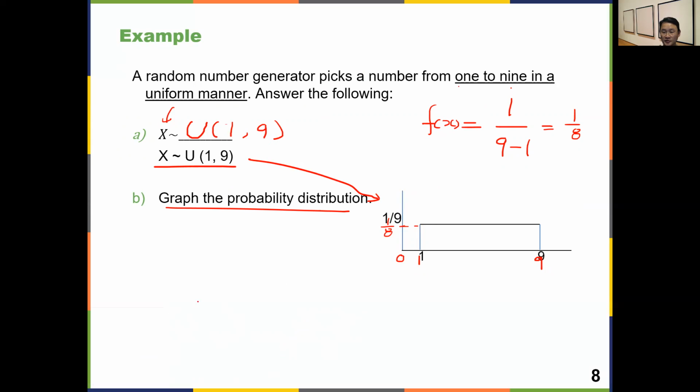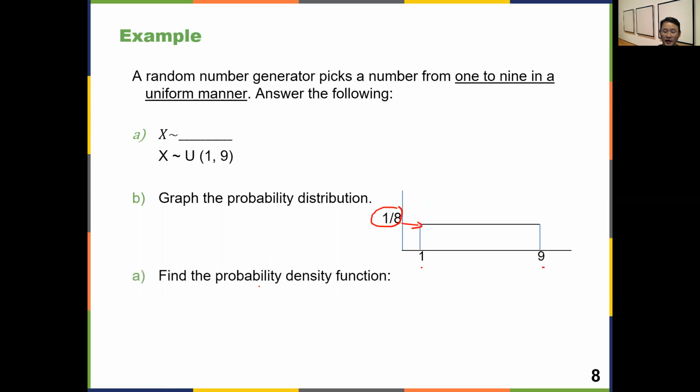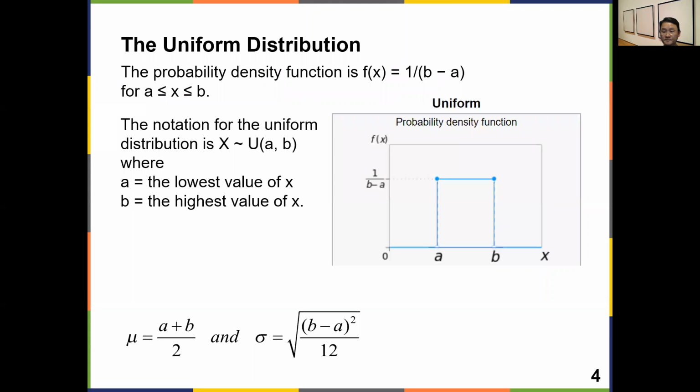Okay. I mean, 1 over, let me fix that mistake. All right, so 1 through 9 and 1 over 8, which is going to be this point right there, right? Okay, and that is the graph. Now, next question. Find the probability density function. So let's go back and recheck what the probability density function is, right? Let's go back to the earlier, right?